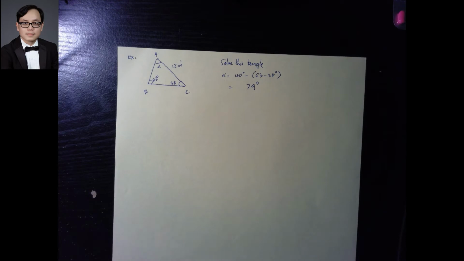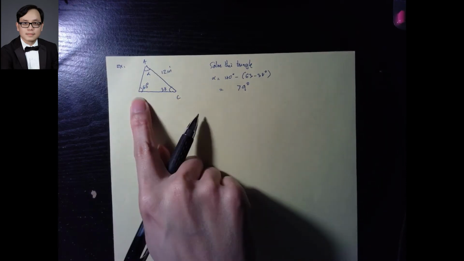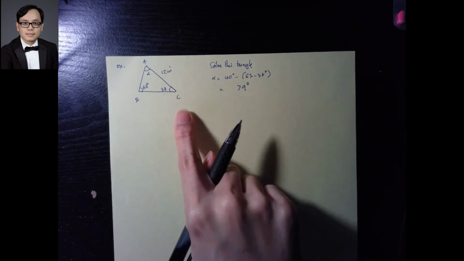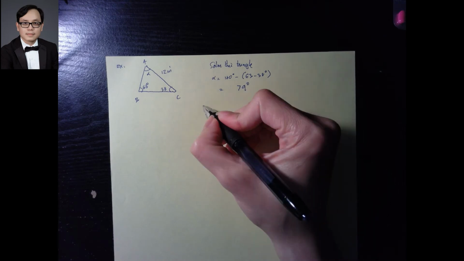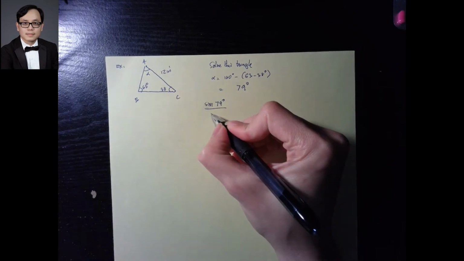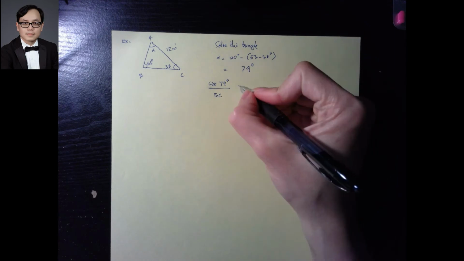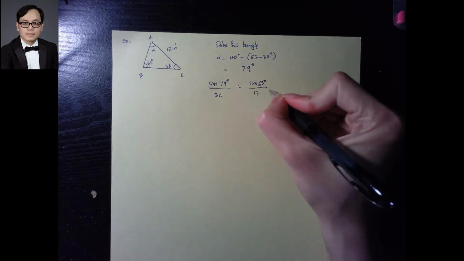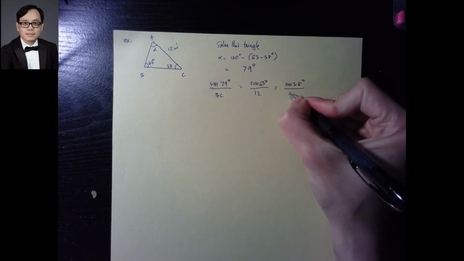And I can find AC. Oh, AC is given already. I can find BC and AB by just plugging information we already know into the law of sines formula. So we have sine of alpha, sine of 79 over the opposite, which is BC, equal to sine of 63 over 12, and equal to sine of 38 over AB.